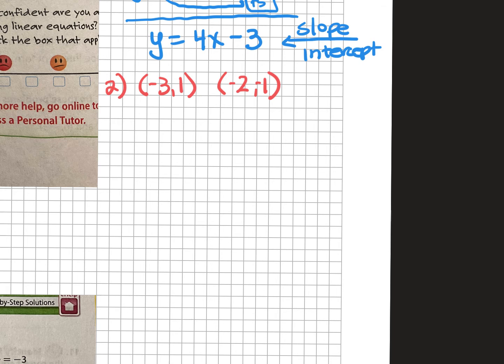Let's see. I can do my formula for slope, or I can make an XY chart if I want to. I think some of you think that's easier. Let's see, (-2, -1) and (-3, 1). This one goes up 2. This one goes down 1. So the slope is 2 over -1, or -2. So now I know my slope.